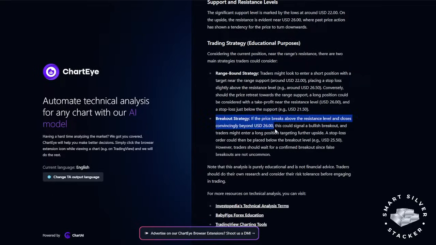Now, here's an interesting one, a breakout strategy. If the price breaks above the resistance level and closes convincingly beyond $26, this could signal a bullish breakout, and traders might enter a long position targeting further upside. A stop-loss order could then be placed below the breakout level around $25.50, just to kind of mitigate risk there, I suppose. However, traders should wait for a confirmed breakout since false breakouts are not uncommon.